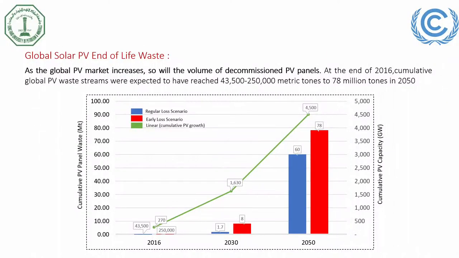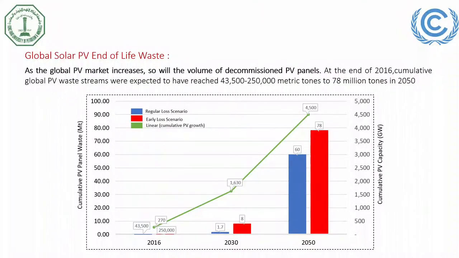By 2030, roughly, in an early scenario, 8 million metric tons of solar PV waste will be generated. 8 million metric tons. And by 2050, as we all know, solar photovoltaic has a life of 20 to 25 years. So the panels which are going to be installed today or tomorrow, today is 2023, by 2050 their 25, 26 years of age will be at the end of their life. They are useless for us. What can we do then? Look at the 78 million metric tons of waste that will be generated there.